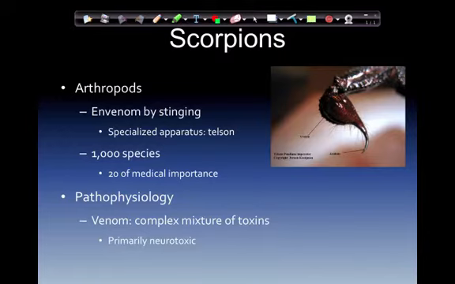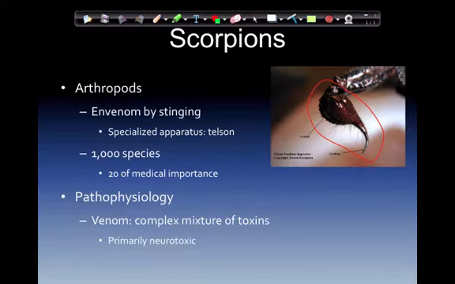Scorpions, arthropods as well. They envenom by stinging through a specialized apparatus called a telson, and this is a telson, which is their stinging apparatus. Of 1,000 species of scorpions, 20 of them are medically important. Pathophysiology: the venom is a complex mixture of toxins, primarily neurotoxic as well.